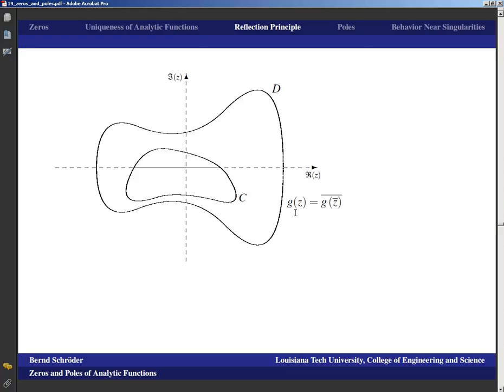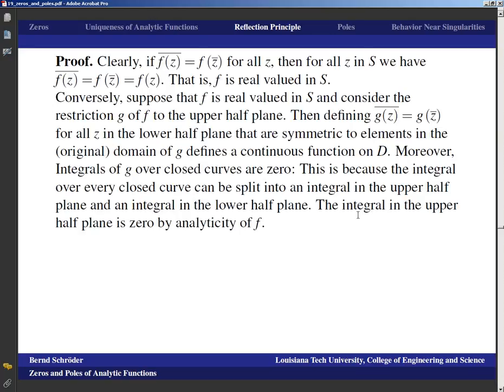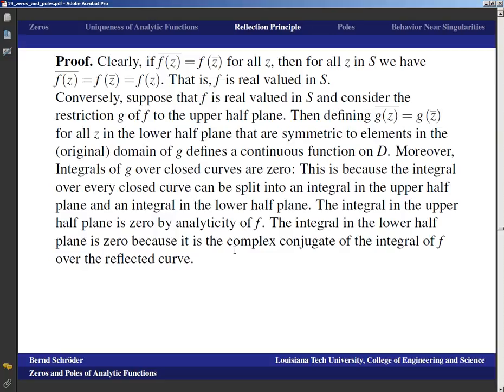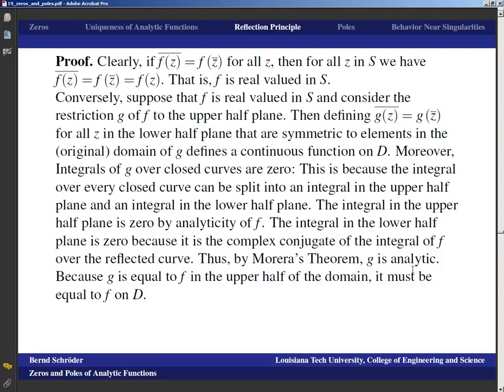And because g of z is g of z bar bar, the integral in the upper half plane is 0 by analyticity of f, and the integral in the lower half plane is 0 because it's just the complex conjugate of the integral of f over the reflected curve. And so that means by Morera's theorem, because those integrals are 0, g is analytic.